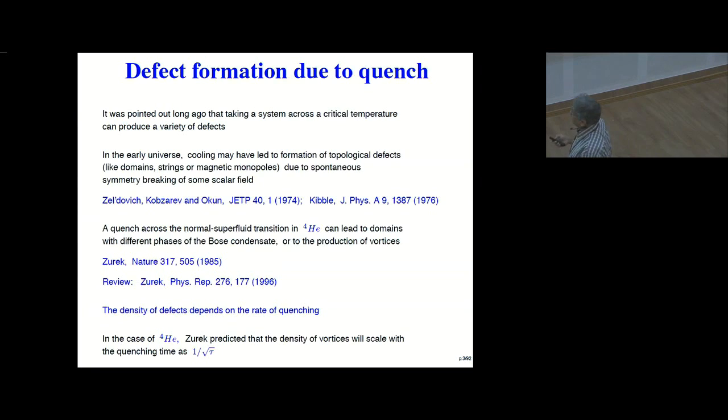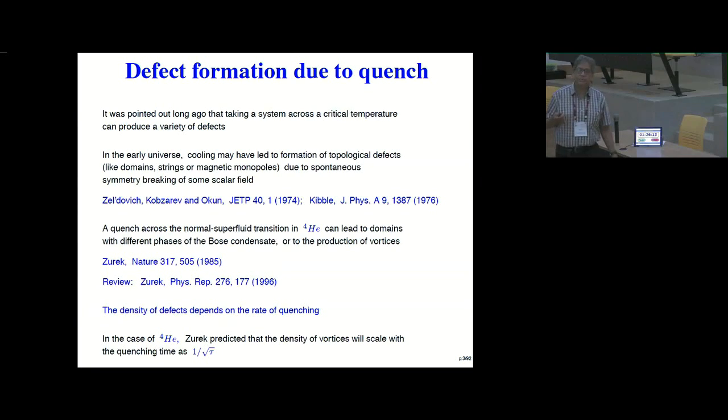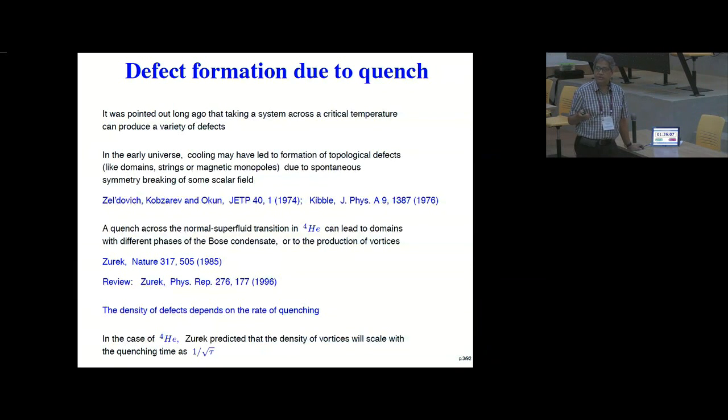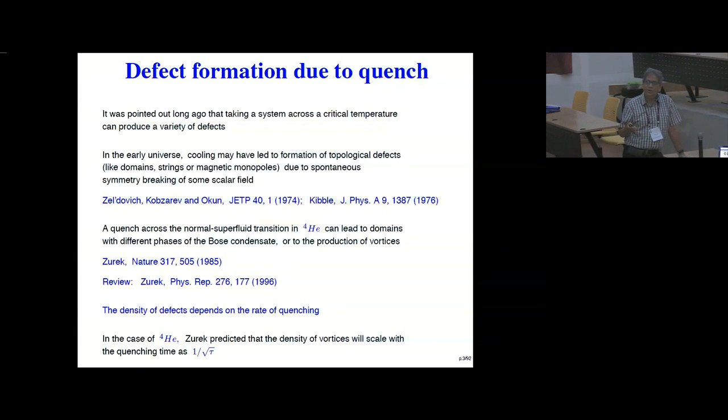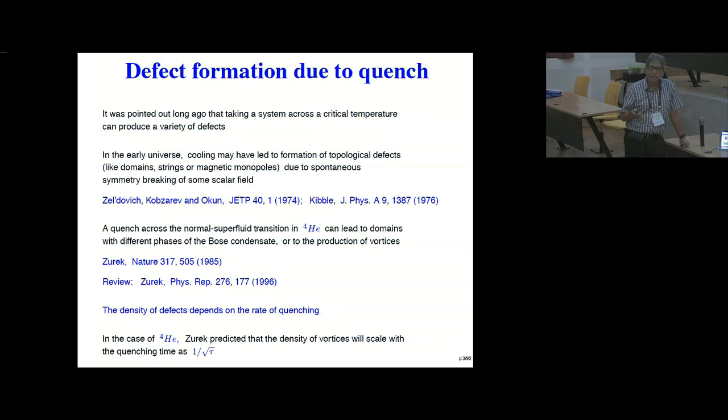Okay, so the first thing I want to tell you about is the formation of defects due to quench. This was actually pointed out a very long time ago, in the 70s, that if you take a system across a critical temperature, it could be a classical system and you vary the temperature, let's say from high temperature to low temperature so that you go across the critical temperature of the system, then it can produce a variety of defects in the system. And in fact, this may have played a role in the early universe. So cooling of the universe may have led to the formation of a variety of defects.